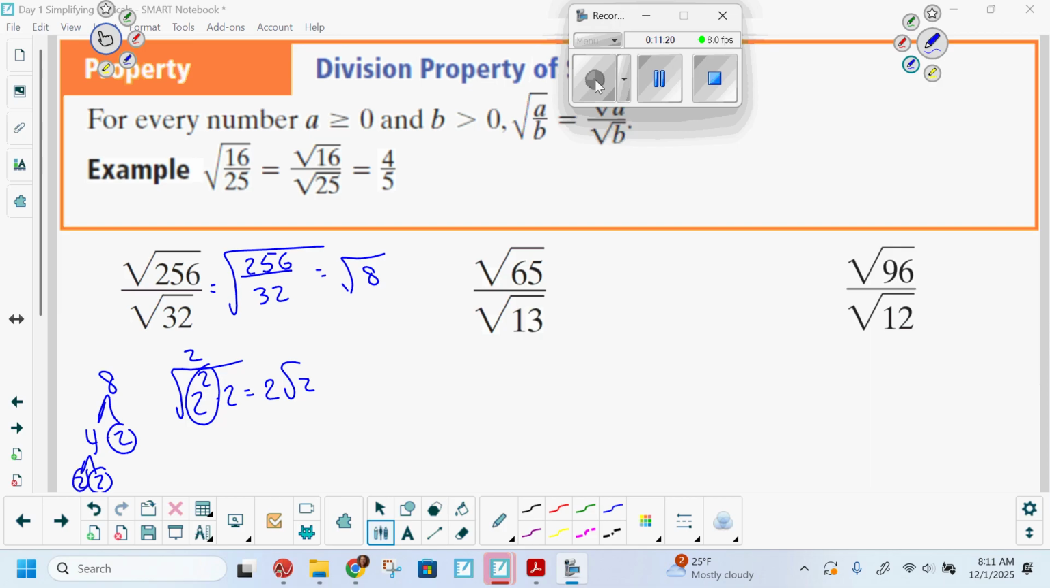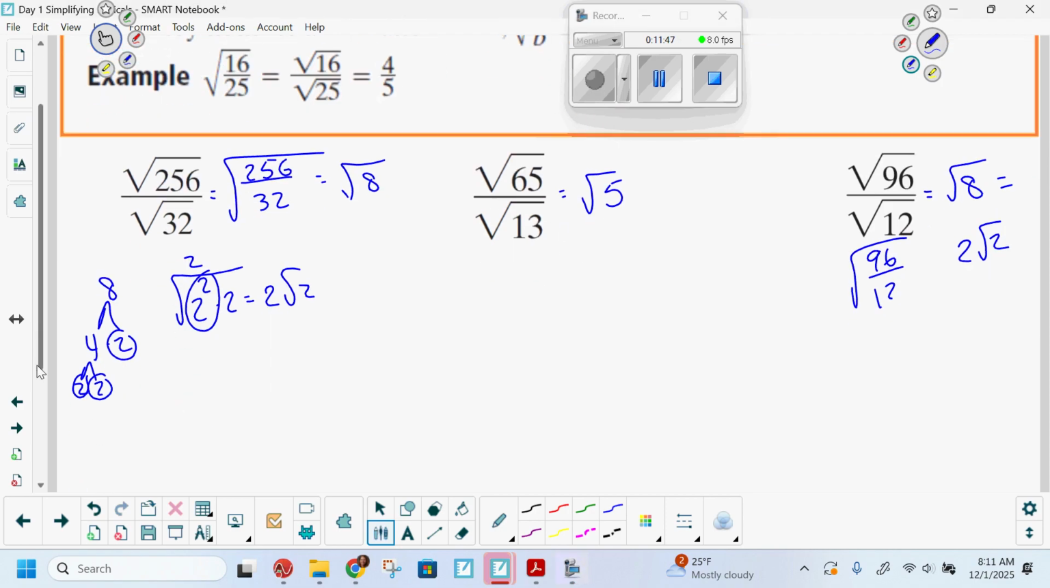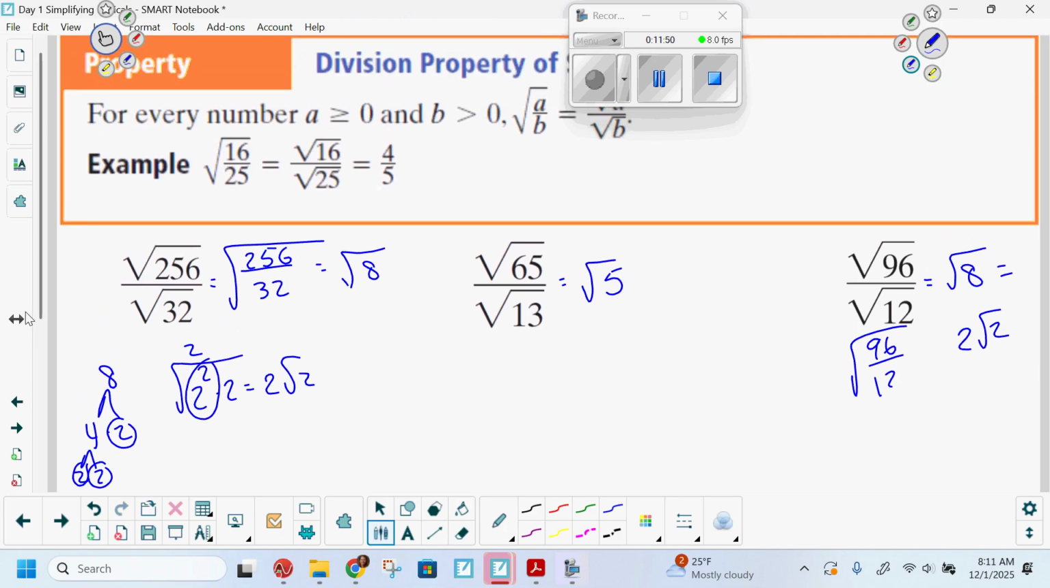So radical 65 divided by radical 13, when I divide, that will be radical 5. And then radical 96 divided by radical 12, that would be radical 8. So I'm just dividing the 96 by the 12, and putting that radical on top. So radical 8, as we just said, was 2 radical 2. So those are division. So once again, you'll have some time to practice those on your homework.